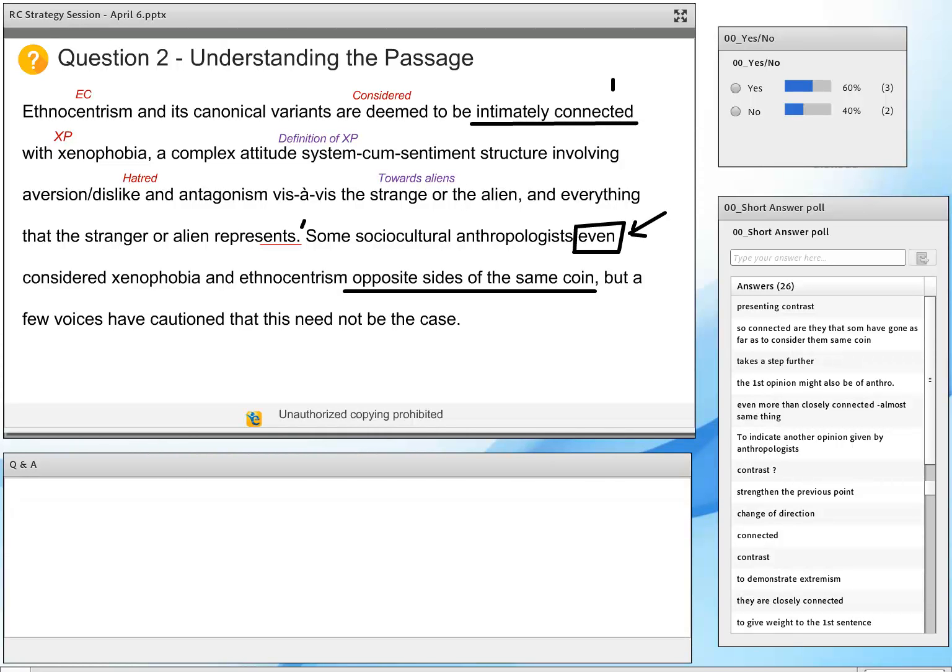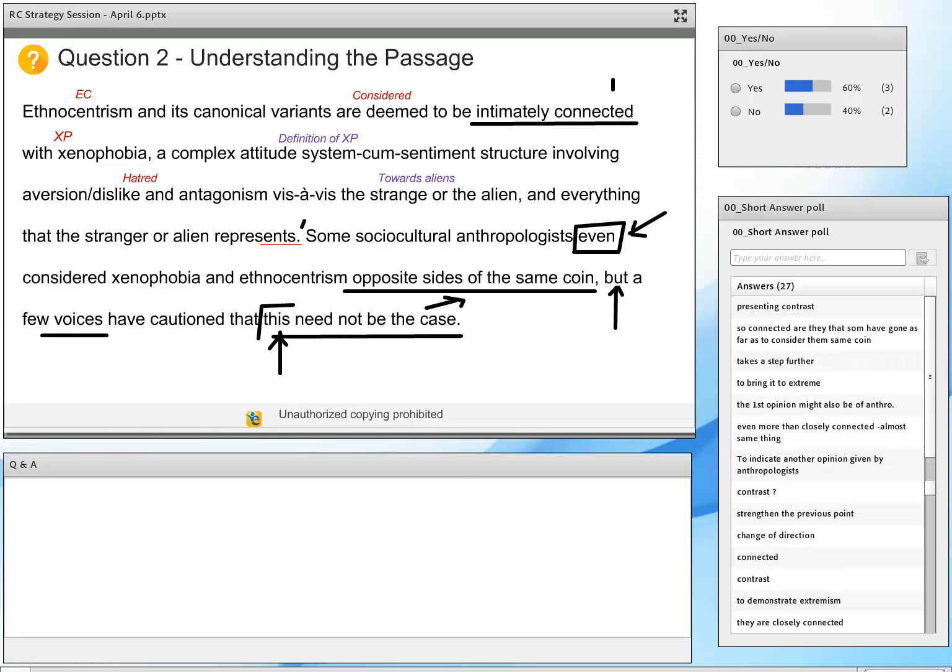So some sociocultural anthropologists even consider XP and EC opposite sides of the same coin. But now when you see the word "but," you automatically know there is a contrast. But a few voices, so again, a few other people, have said that this need not be the case. Now, what is this over here? This is that this coexistence need not be the case. So again, you are making sure that you understand what "this" refers to. This refers to these two being opposite sides of the same coin. And you understood what that means, opposite sides of the same coin. You understood the meaning of "even."